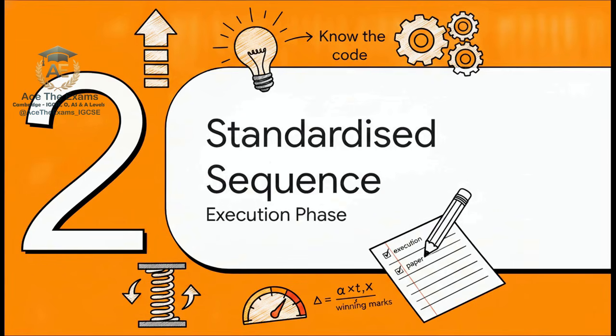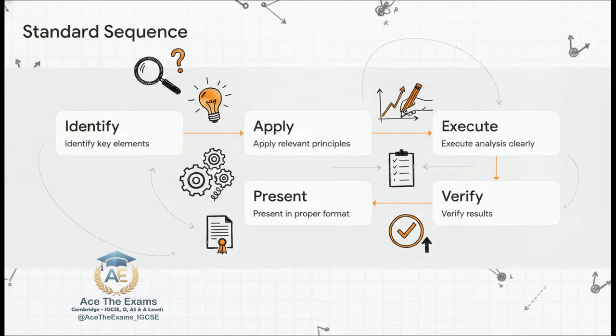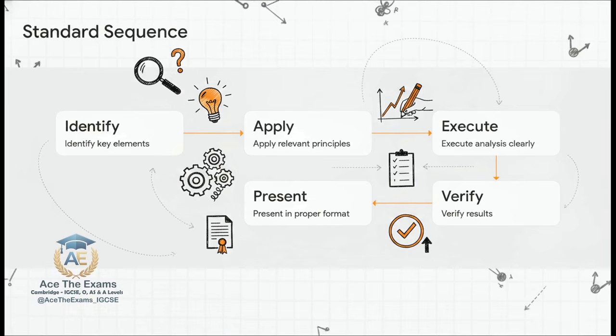Moving on to phase two. Executing the standardized sequence. Because knowing the code is one thing, but running it on paper, that's where the marks are actually won. Now, what's really fascinating here is that examiners literally look for this exact 5-step standardized sequence when processing SUVAT problems. Step 1, identify the key elements. Step 2, apply the relevant principles. Step 3, execute the analysis with crystal clear working. Step 4, verify those results. And finally, Step 5, present it in the proper format.